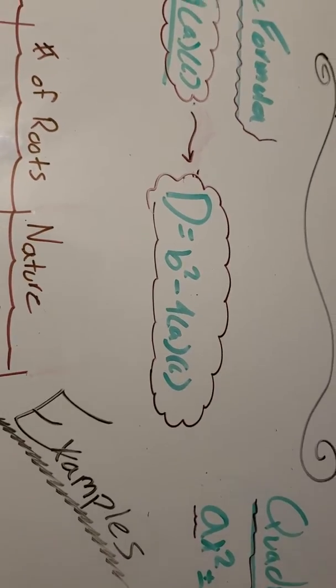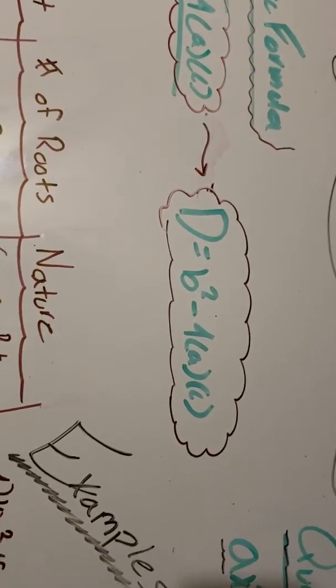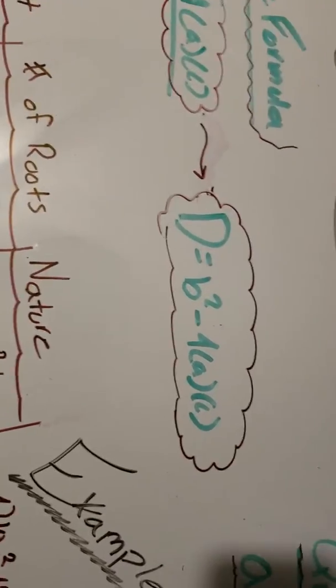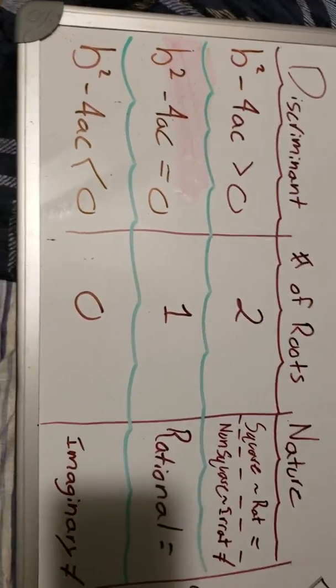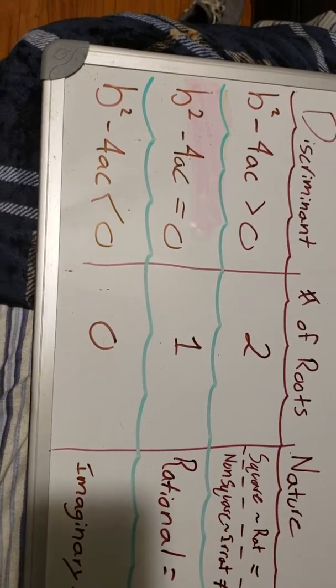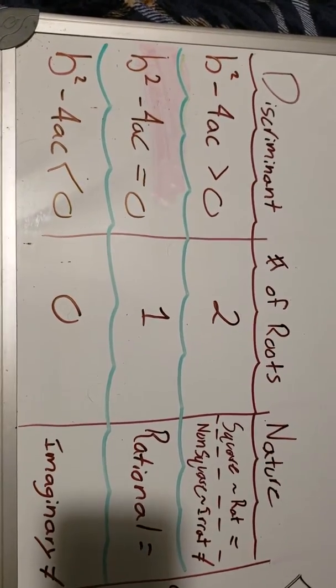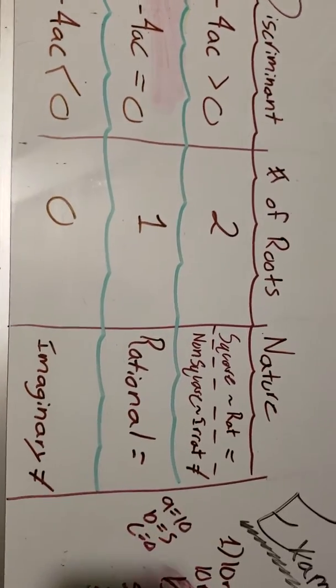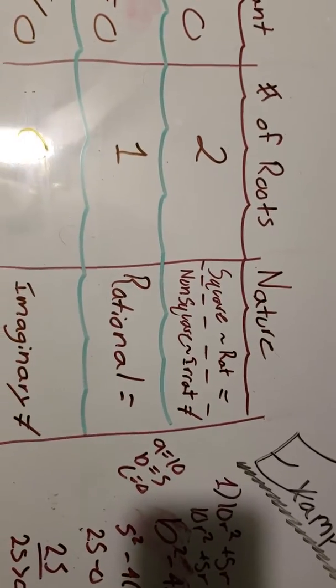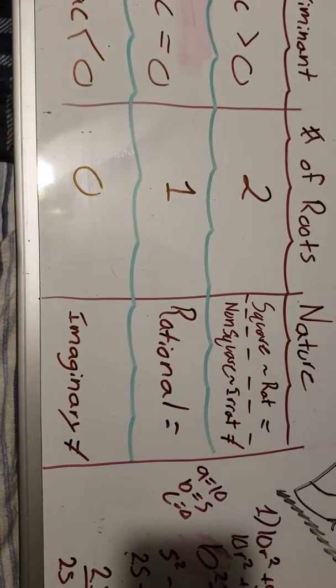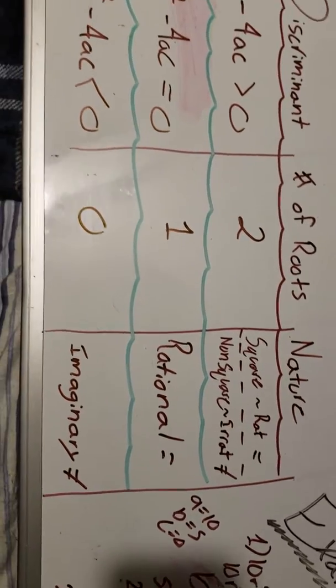So now, basically what this tells us is how many solutions our equation will have. So if we go down here, we can see that if the discriminant is greater than 0, there are 2 real roots. If that number is a perfect square, then it's rational. But if it's not a perfect square, then it's irrational.